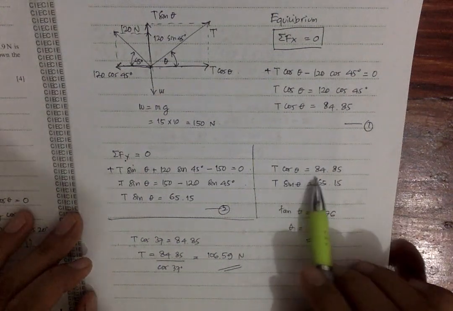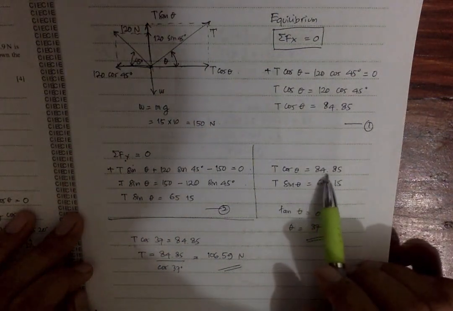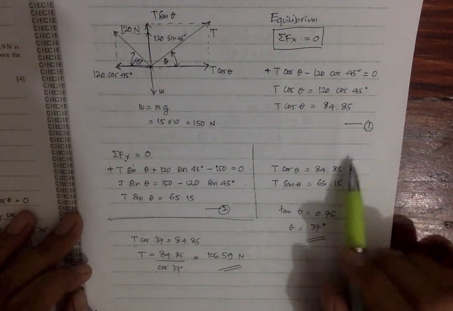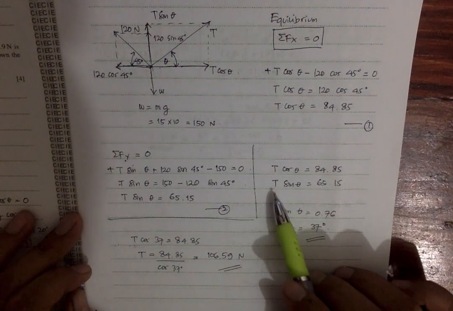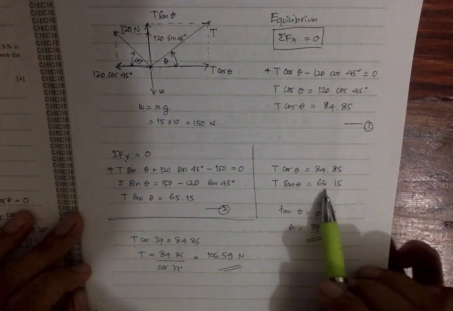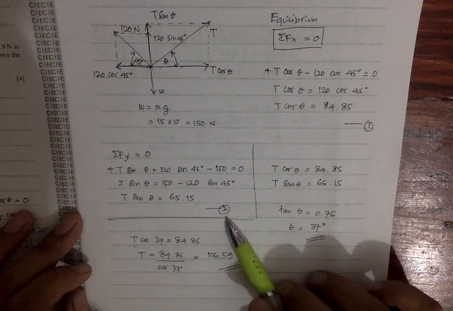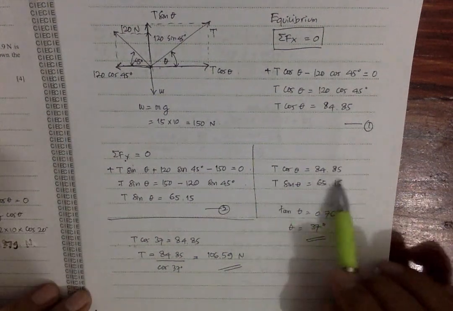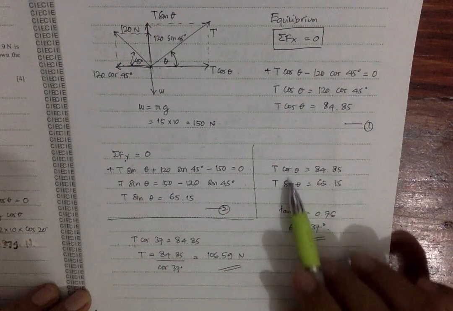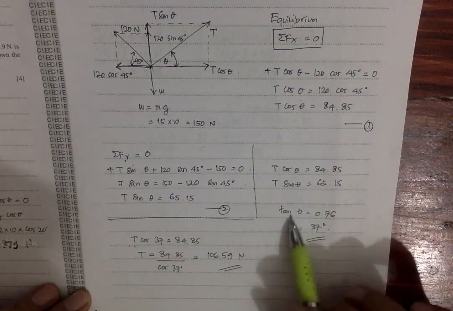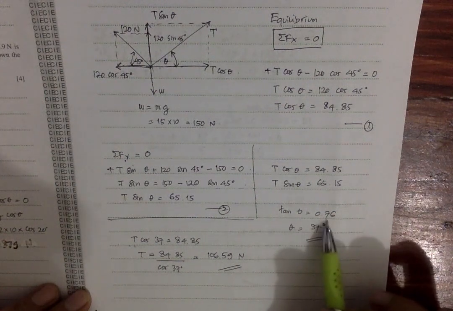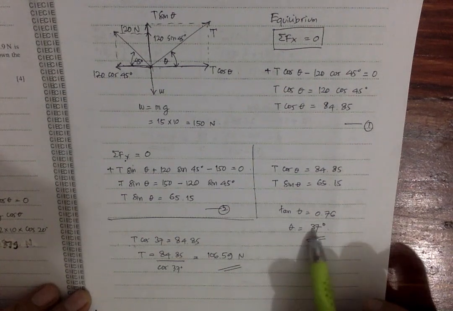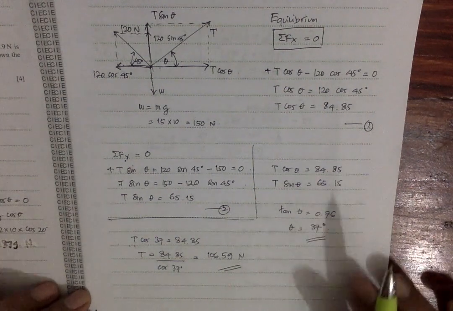We have T cos theta equals 84.85 by equation 1, and we have T sin theta equals 65.15 from equation 2. Then we eliminate by dividing them, and we get tan theta equals 0.76, and we get theta equals 37 degrees.